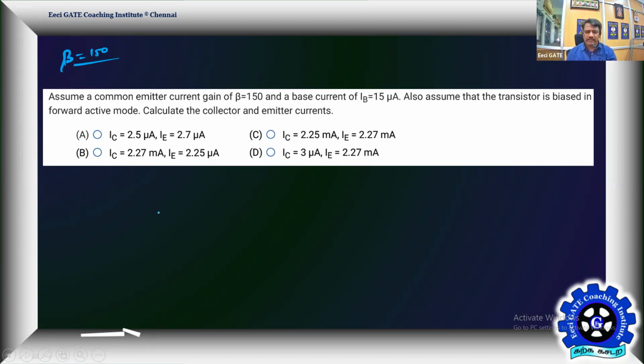And the base current of the BJT is given as 15 microamps. Also assume that the transistor is biased in forward active mode. There are four different states of operation for any BJT: forward active, reverse active, cutoff, and saturation. NPN or PNP. Calculate the collector and emitter current. Very simple. It didn't mention what transistor it is, so you take a familiar NPN.